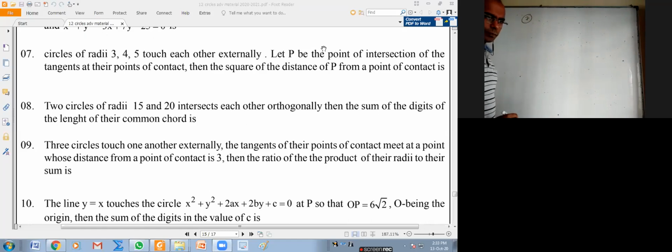Okay, 7th one, we have circles of radius 3, 4, 5. They're touching each other externally. And the point of intersection of the tangents at the points of contact, what is the square of the distance? Okay.